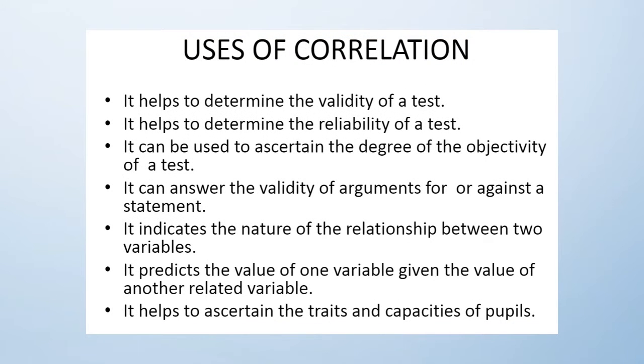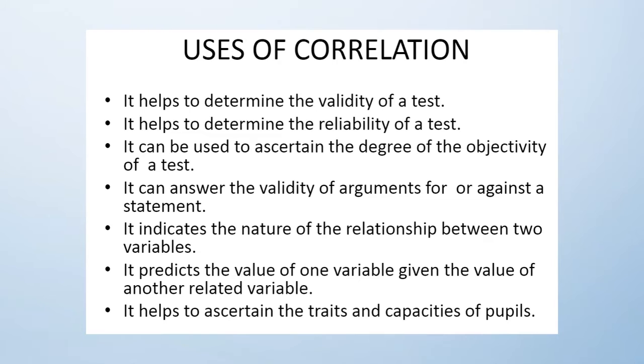Uses of correlation, where we use correlation. It helps to determine the validity of a test. It helps to determine the reliability of a test. It can be used to ascertain the degree of the objectivity of a test. It can answer the validity of an argument for or against a statement. It indicates the nature of the relationship between two variables.